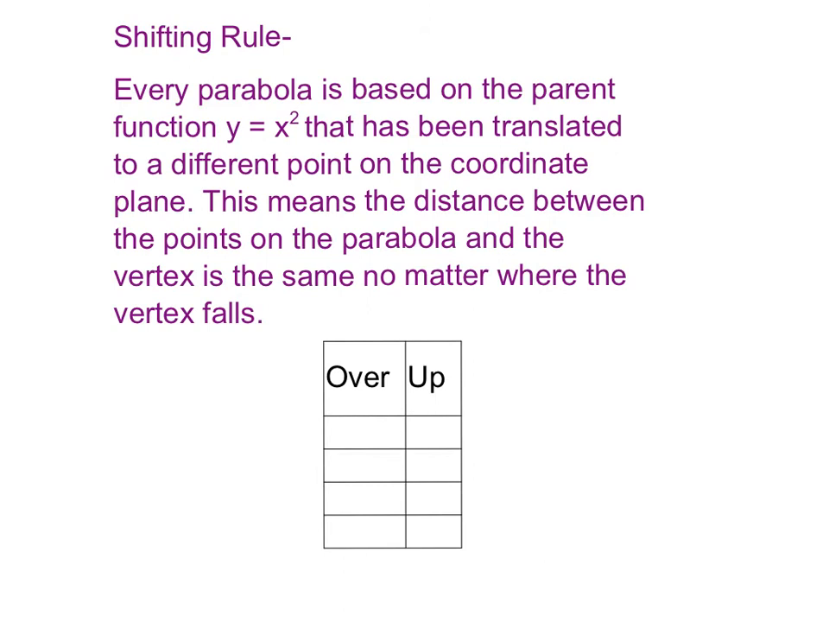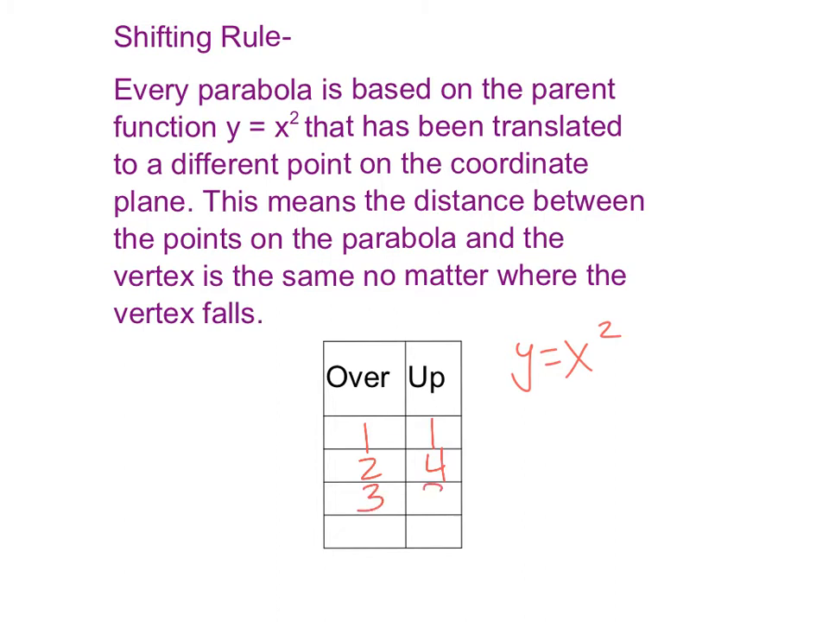All right, so every parabola is based on the parent function y equals x squared that has been translated to a different point on the coordinate plane. This means the distance between the points on the parabola and the vertex is the same, no matter where the vertex falls. So over 1, up 1, because this is y equals x squared. 1 squared is 1. Over 2, up 4.